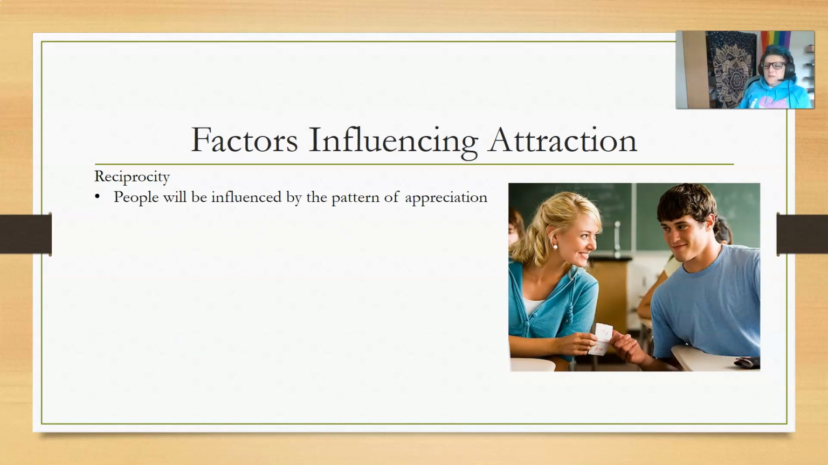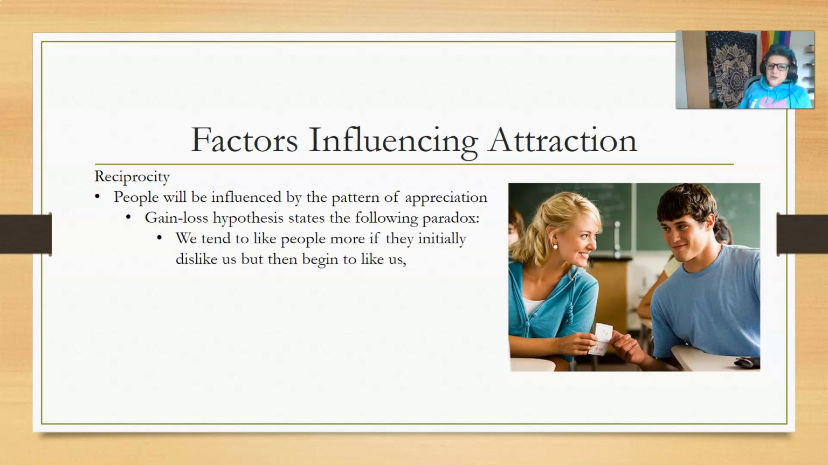People will be influenced by the pattern of appreciation. So the gain-loss hypothesis suggests the following paradox. We tend to like people more if they initially dislike us, but then begin to like us. But we tend to like people less if they initially like us, but then begin to dislike us.